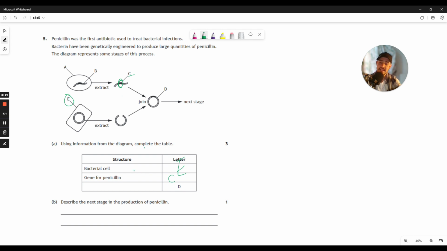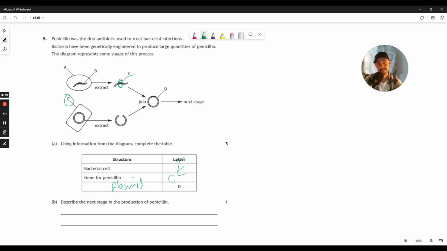Next, how do we name structure D? Well, we know it's a circle of DNA, so you're going to get a mark for saying plasmid. Now, it's a modified plasmid because it's got DNA from another species. So if you said modified plasmid, that will get you the mark. If you said plasmid of recombinant DNA, even better. But plasmid is all that you need to know. That's as much as you need to write down to get yourself the mark for that point.